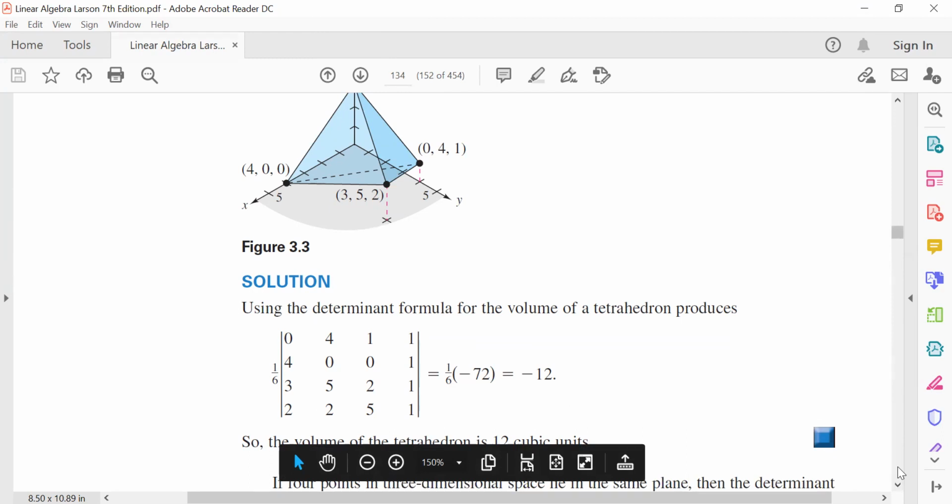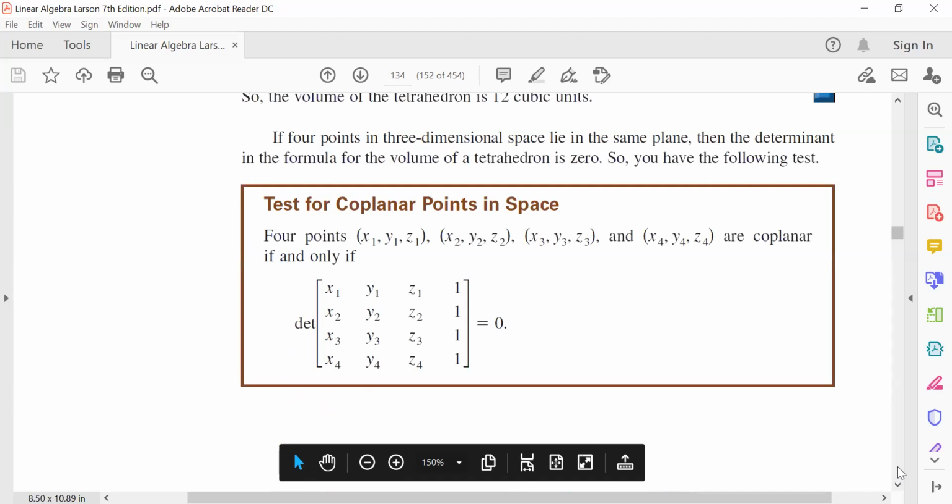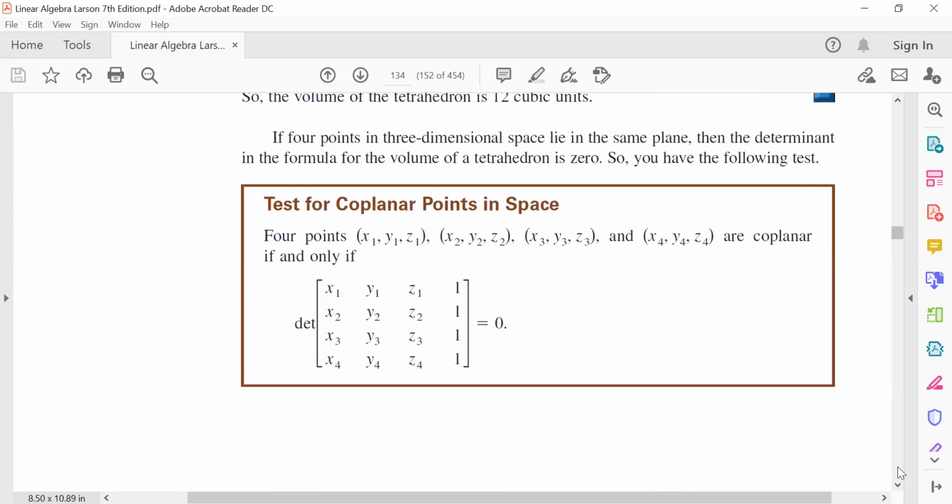So this is a test now for points being coplanar in space. If the determinant equals 0, then these 4 points are coplanar. I mean, they all lie in the same plane. By the way, any 2 points lie in a straight line, so there's no such thing as collinearity of just 2 points. Any 3 points lie in the same plane, so there's no such thing as 3 points being coplanar, because 3 points are always coplanar. But it's when you have that 4th point for coplanarness, or the 3rd point for collinearity.